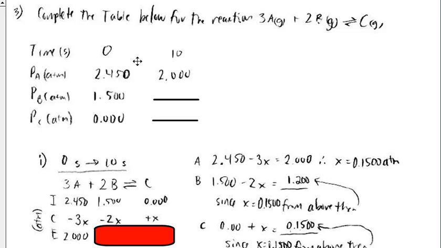In Problem 3, you are given some information in a more complete table than what's pictured here on this first slide that all describe a reaction 3A in a gaseous state plus 2B, also in a gaseous state, in equilibrium with C with a coefficient of 1, also in the gaseous state. You're given information at time 0 that the pressure of A is a certain number of atmospheres, the pressure of B is a certain number of atmospheres, and the pressure of C is non-existent yet.